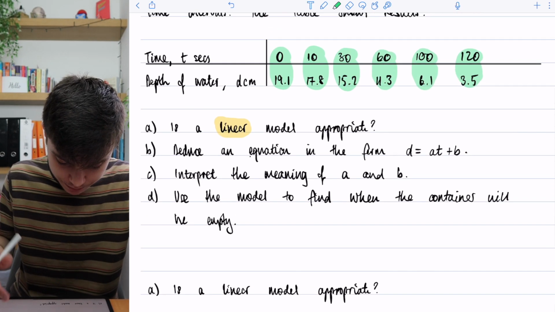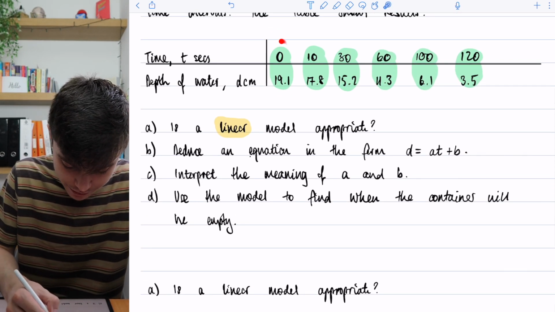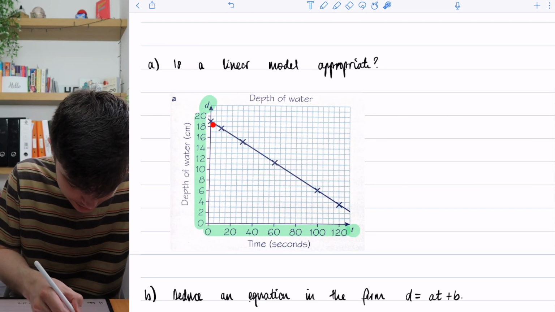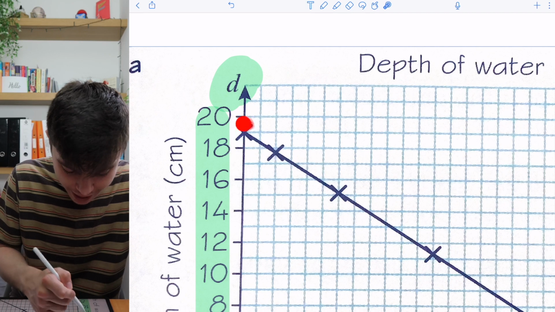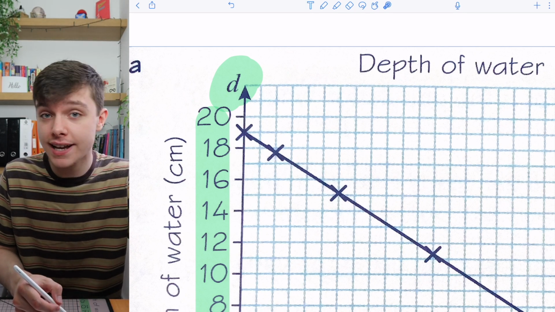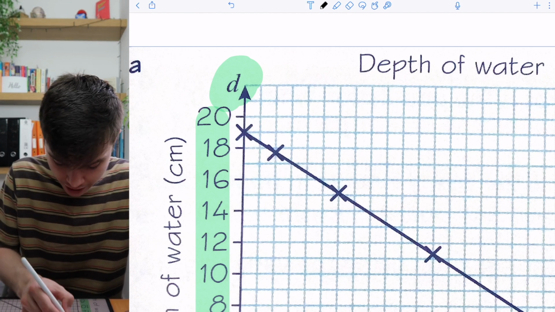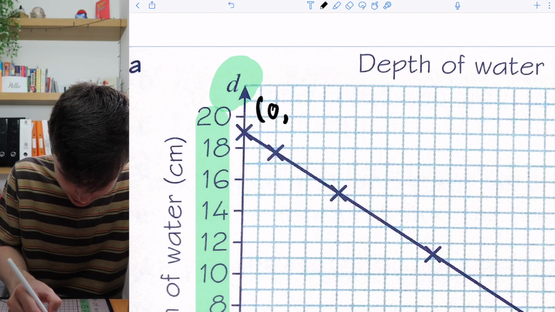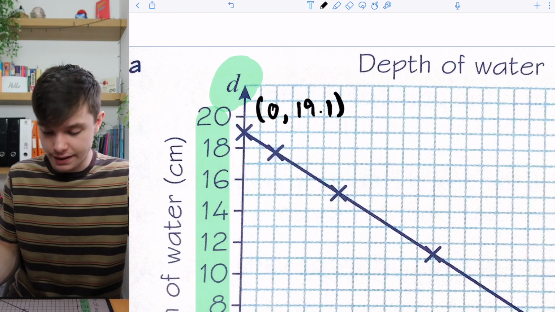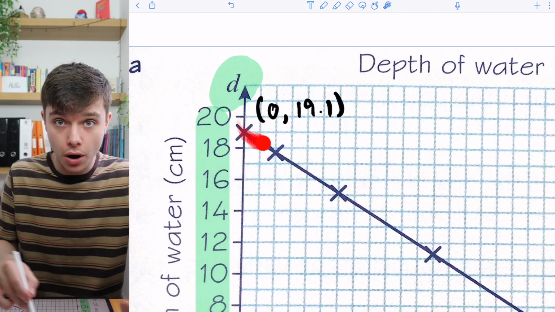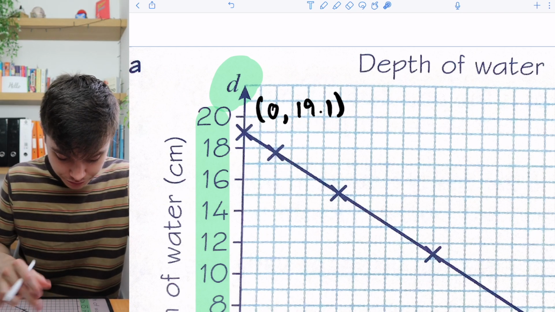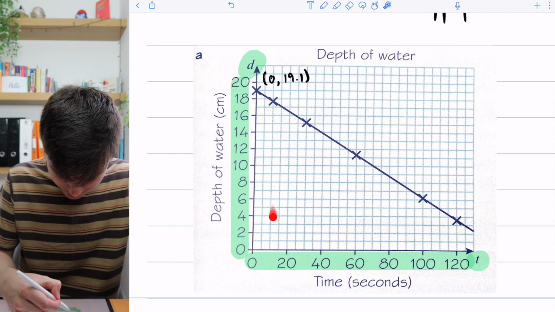So we can see this point here, 0 and 19.1. Well, 0 time 19.1 is about there. Now, of course, you don't have to get this perfect. If I was reading this without the coordinate, we've got that from the table, that is 0, 19.1. I'd probably say that's 0, 19, but because we know that's the coordinate from the table, we can take that there, okay?